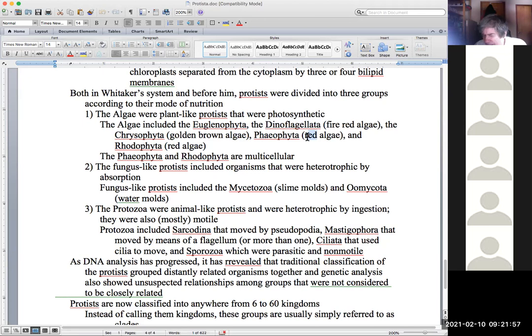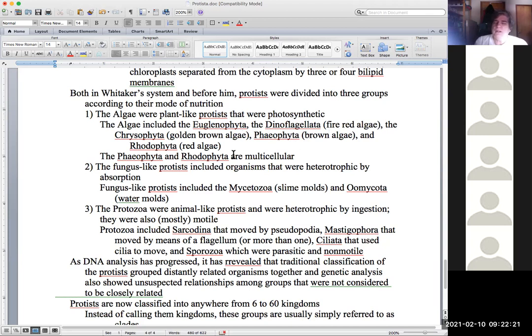The Phaeophyta, and this is a typo if you want to correct this in your notes, the Phaeophyta are the brown algae and the Rhodophyta are red algae. So notice there's fire red algae and just plain red algae. There's golden brown algae and just plain brown algae. And the Phaeophyta and the Rhodophyta are actually two groups that are multicellular.